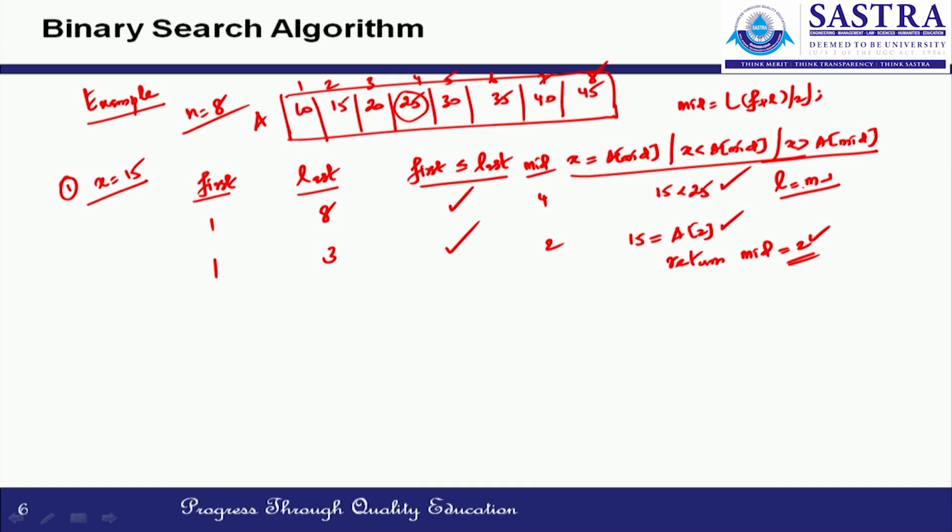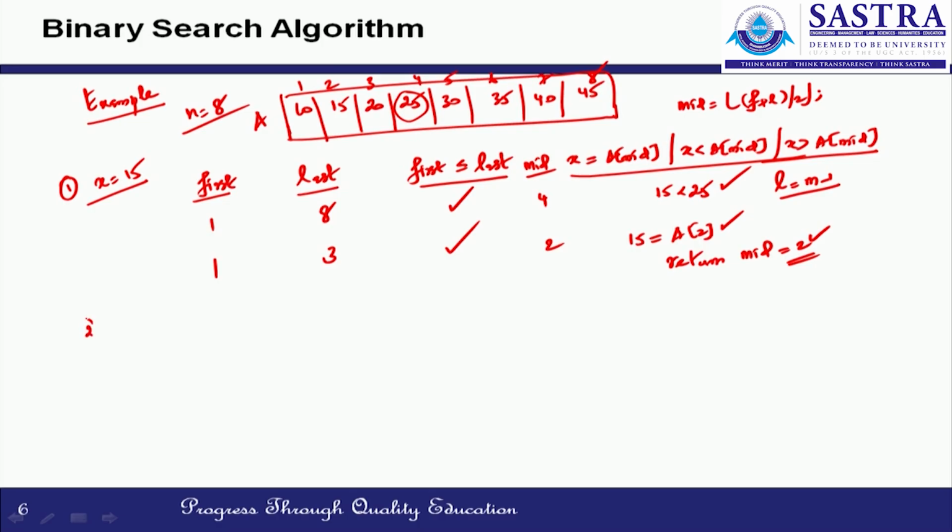Likewise, if we take any of these inputs 10, 20, 25, 30, 35, 40, 45, the algorithm returns the correct index, so these inputs result in a successful search. When we input A1, A2, A3, A4, etc., AN, these are the only successful search inputs to the algorithm. Inputting any other value which is not available in the array results in an unsuccessful search.